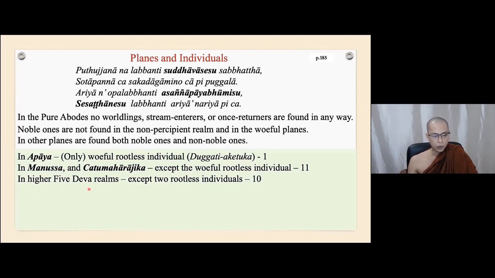But in the higher five Deva realms, starting from Tavatimsa, Yama, Tusita, Nimmanarati, and Paranimmitavasavatti, the five Deva realms cover the 10 individuals except the two rootless individuals. One rootless individual is found only in the Apaya, and the second can be found in the Manussa and Catummaharajika. But in the higher Deva realms, only individuals with roots can be found. They are altogether 10: the double-rooted individual, the triple-rooted individual, and eight noble persons, altogether 10, can be found in the five Deva realms.